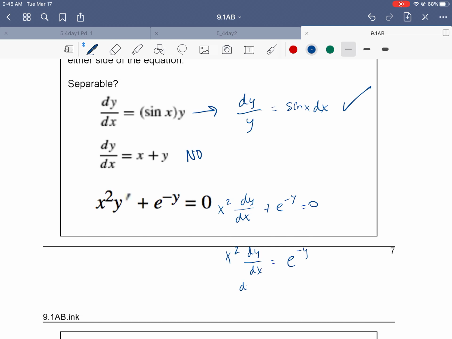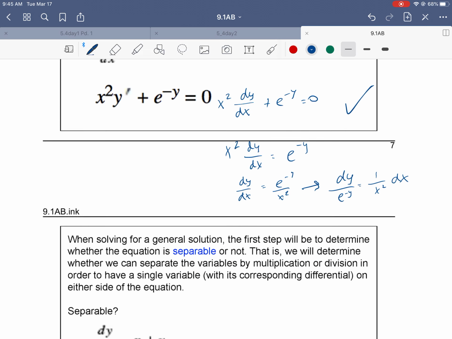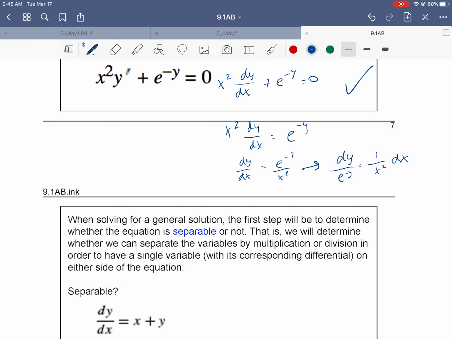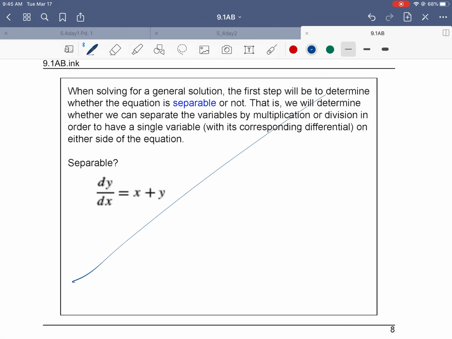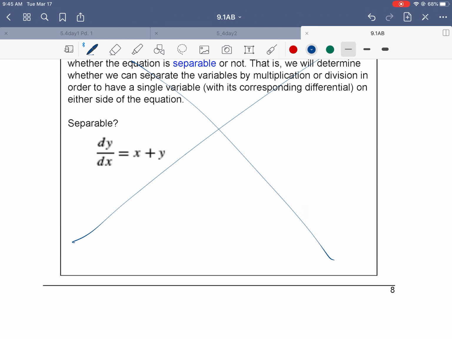I could divide by the x squared. And then it would be multiply by dx, divide by e to the negative y. So that might not be the format that I wanted, but nonetheless it's separated. Okay. So your first job when you're looking at these is figure out, can you separate or not? Okay, so this one we talked about already. Moving on.